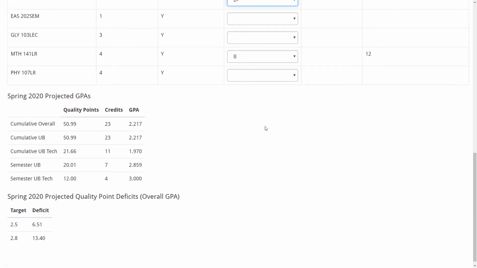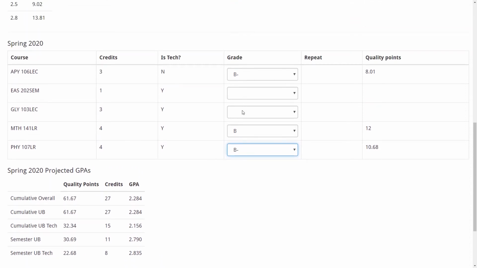The admissions quality point deficit will also update as grades are changed. Use the GPA calculator to calculate various end-of-semester GPAs based on inputting various grade scenarios.